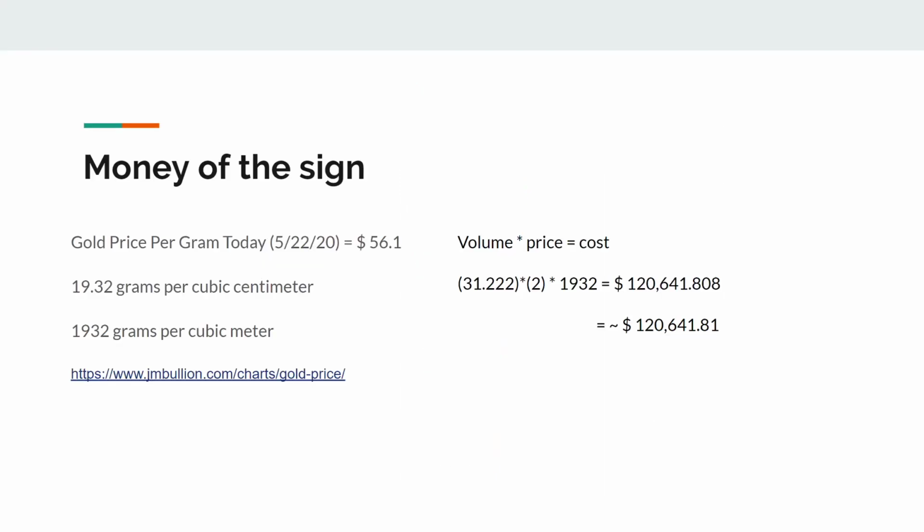Now, in order to find the cost of producing the M, we need to find out the cost of each cubic meter. So we find the cost of a gram of gold and divide it by its density to find out the cost of gold per cubic meter. Then we calculate the volume of the M by multiplying the area by the width. With the volume, we can multiply that with the cost of gold per cubic meter to find the total cost of our M, which is about $120,641.81.